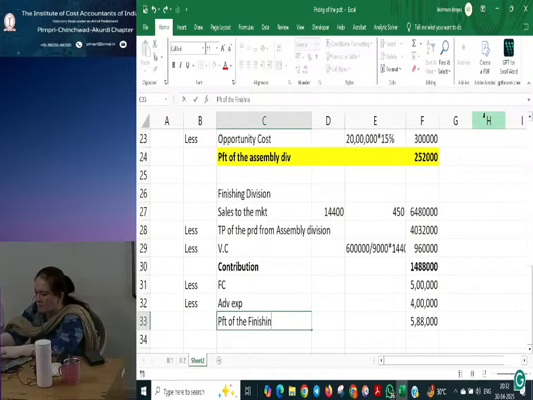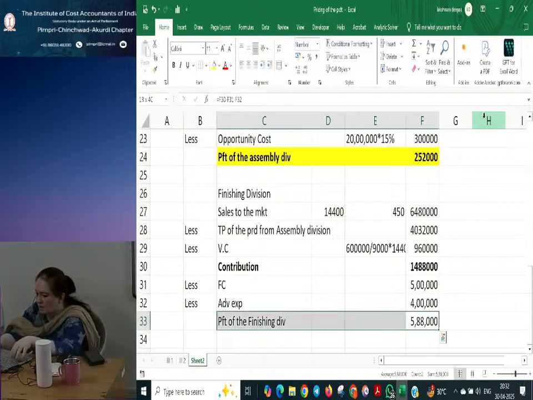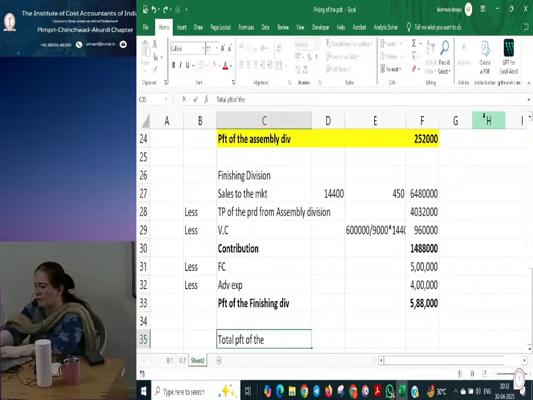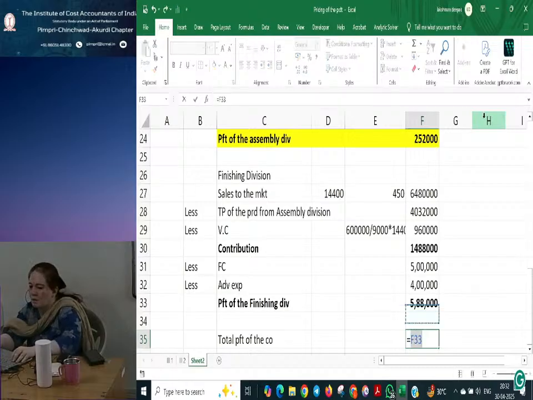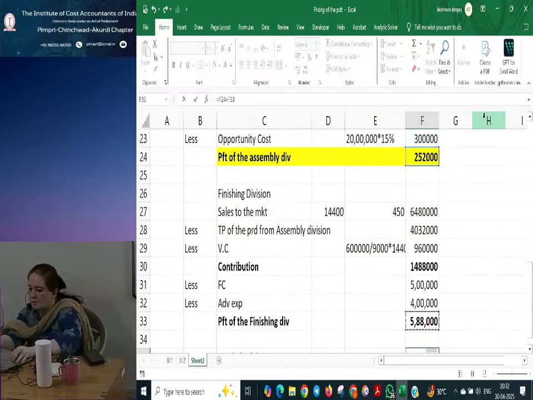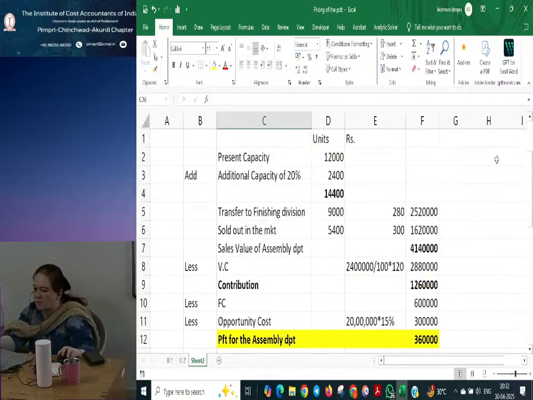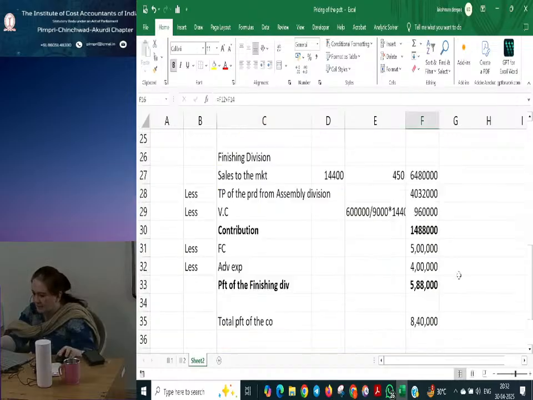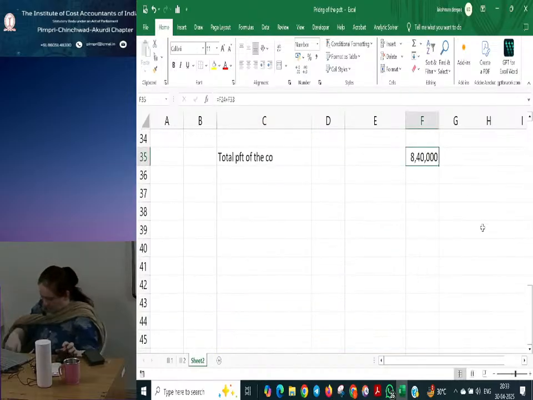So the profit of the finishing division is 5,88,000. So the entire profit of the company is going to be 2,52,000 plus 5,88,000. See, in the first proposal it is 8,90,000, whereas in the second proposal it is going down to 8,40,000. Since they have not given the adjustment of variable cost, that is an impact on the answer.